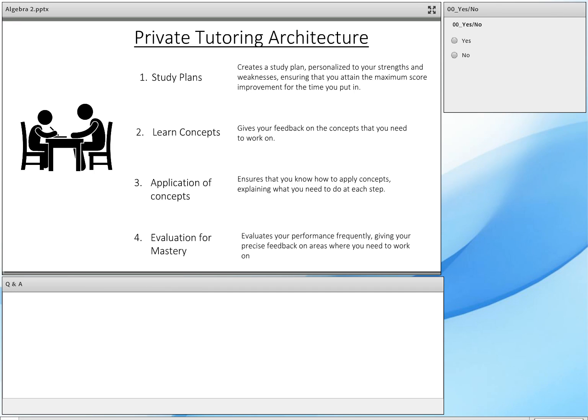A private tutor frequently evaluates whether you've learned or not, right? As he's teaching you the concepts. Our technology platform is engineered to do exactly the same thing. Let's see how.